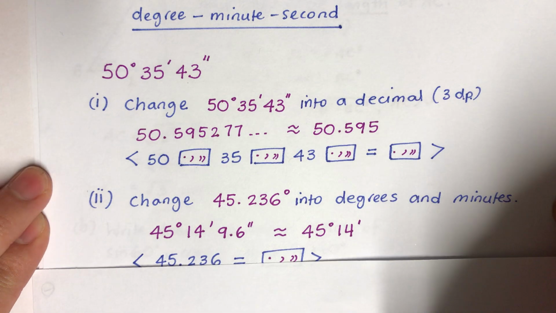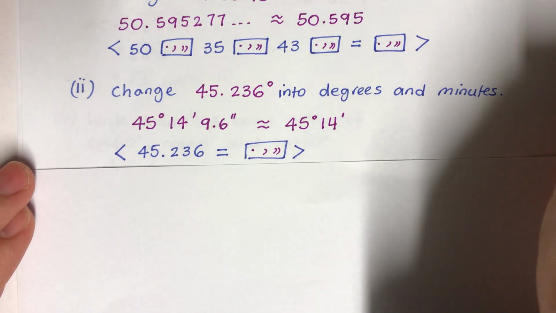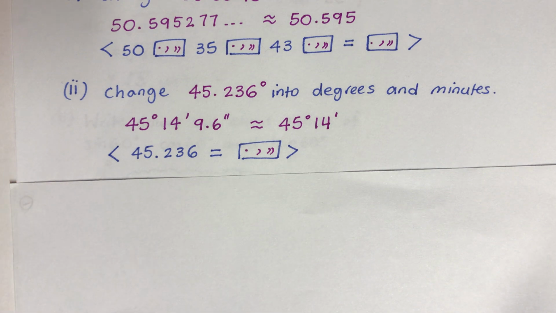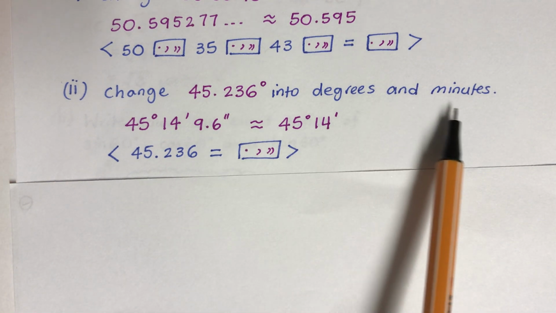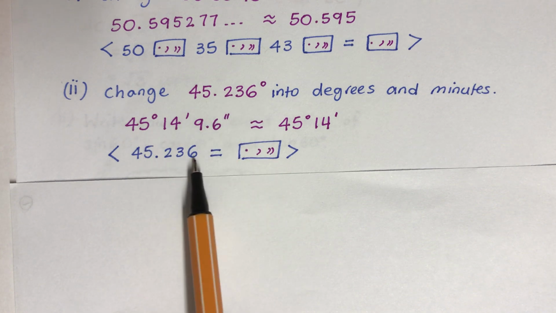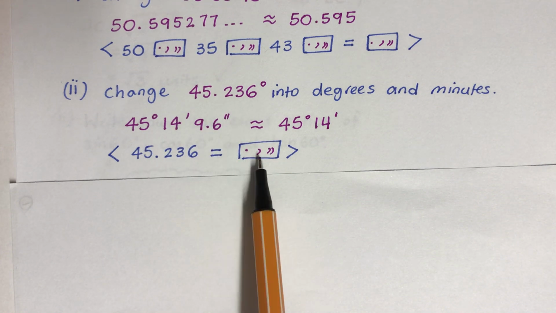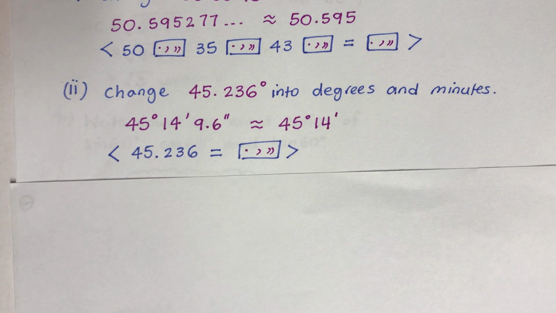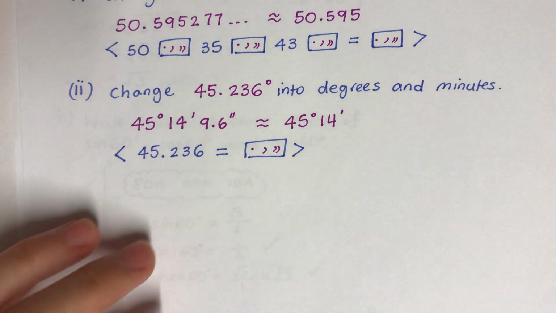Then the second question, I'll push it up a little. This one we're going to change into degrees and minutes. So 45.236, put that in your calculator, press equals, and then press the DMS button, and you will get this. Okay, next question.